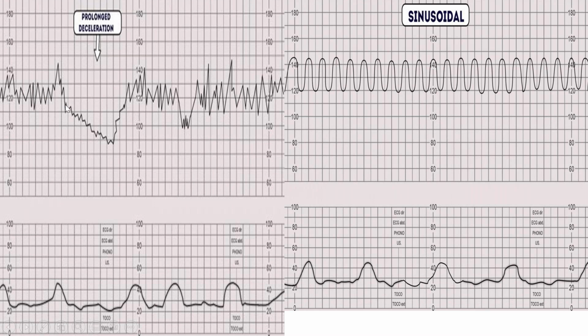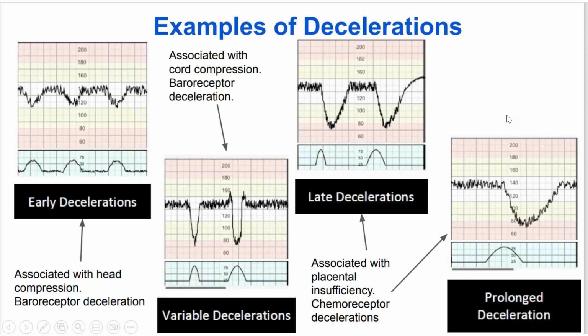This is an example of a prolonged deceleration. You can see it persists for 1 minute, 2 minutes, 3 minutes, almost 4 minutes. And this is the sinusoidal pattern. You can see there's no acceleration, no deceleration, and this is almost a sinusoidal pattern. Usually you will see a sinusoidal pattern in case of severe fetal anemia. So here you can see these are the examples of the decelerations.